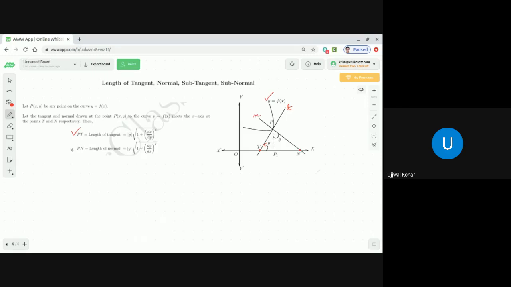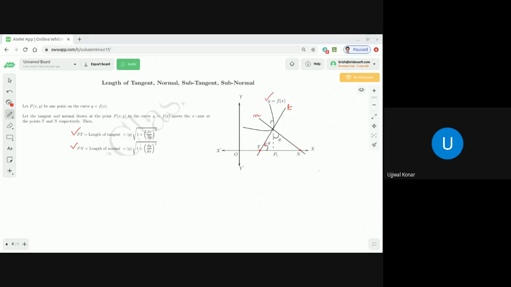And what is the length of the normal PN? It is equal to mod y into the square root of 1 plus (dy/dx) whole squared. Now, without differential calculus, finding the values of PT and PN is not that simple. So here also we see that differential calculus is helping us to find the length of the tangent and normal. Now, what is the subtangent and subnormal?